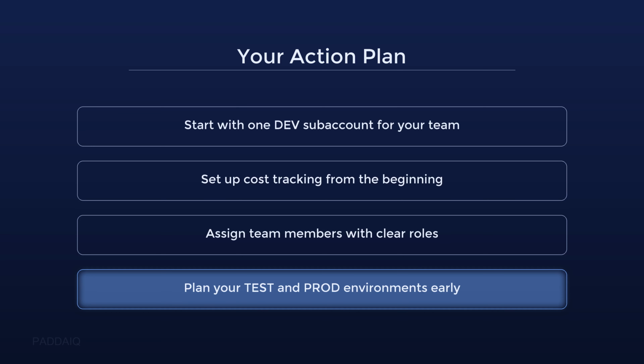Plan your test and prod environments early. This means deciding how your development, testing, and live systems will be set up before you start building. For instance, a company building a new app would create separate, isolated spaces for developers to code and testers to validate, preventing disruptions. Proactive planning ensures a stable and secure path from development to go live.